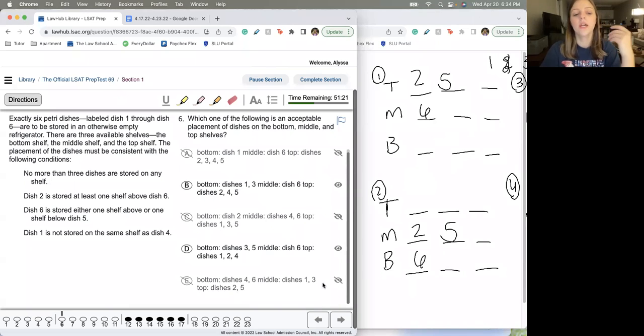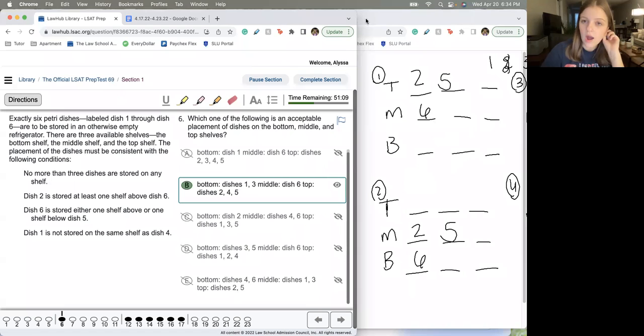And my last one is 1 hates 4. So I'm just going to look at the remaining ones, see where I have 1 and 4 together. That would be D. So I'm going to eliminate D. That means that B is our answer choice.